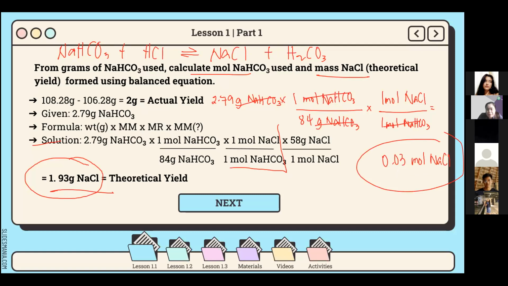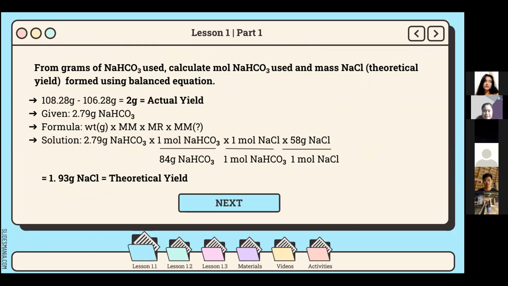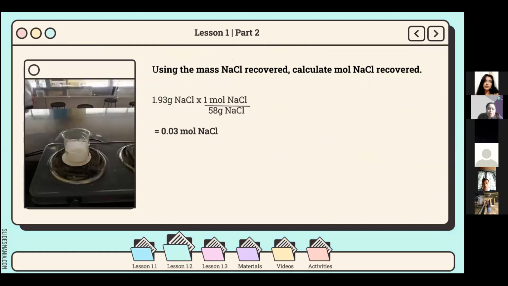Kasi supposedly, this should be produced if you have 2.79 grams of the sodium bicarb. However, in your experiment, you produced 2 grams. So that's more than the expected yield. So the next step is to compute for the percentage yield.